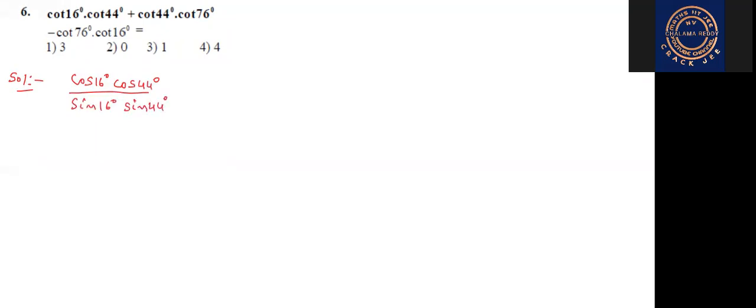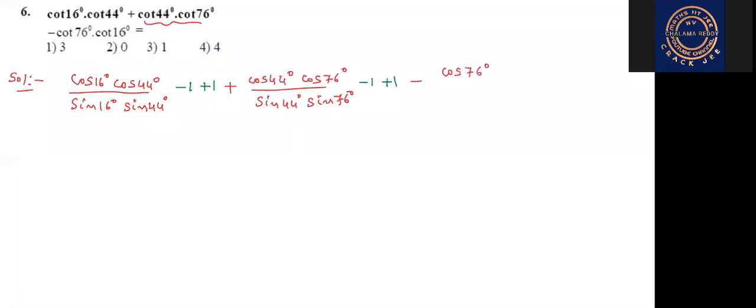Here in the first term, I am going to subtract 1 and add 1. Plus, go to the second term. Cot 44 is there. How to write? Cos 44 cos 76 divided by sin 44 sin 76. This is in the second term also. So I am going to subtract 1 and add 1. Next, go to the third term. Cot 76 degrees, how to write? Cos 76 cos 16 divided by sin 76 sin 16 degrees. Here also, the same: subtract 1, add 1.